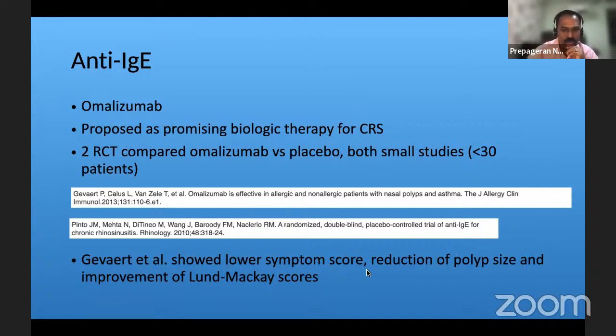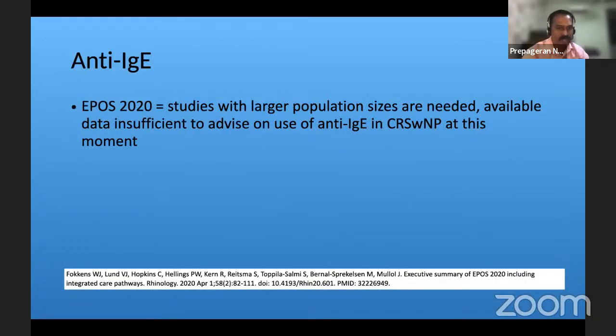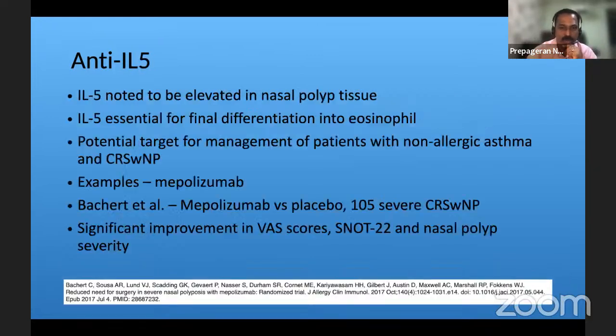There's a lower symptom score, reduction of polyp size, and improvement in Lund-Mackay scores as well. And if you look at anti-IgE, there's insufficient data at the moment, but in the future, there might be more publications and more papers. Let's look at anti-IL-5. Now, IL-5 is noted to be elevated in nasal polyp tissue.